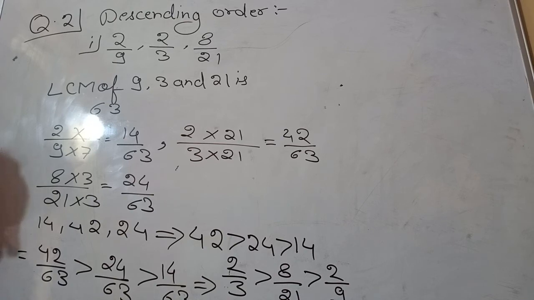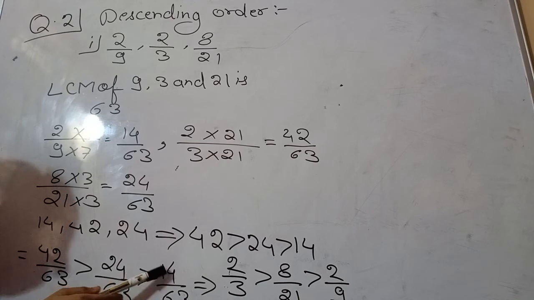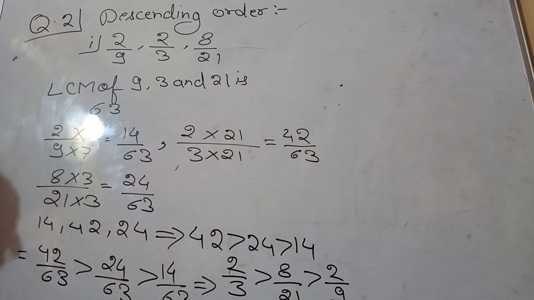And third one, what is our third one? That is 14 by 63. When we divide it by 7, we will get 2 by 9. See here, 7 2s are 14 and 7 9s are 63. So, according to descending order, 2 by 3, then 8 by 21, then 2 by 9. This is how we have completed question number 2.